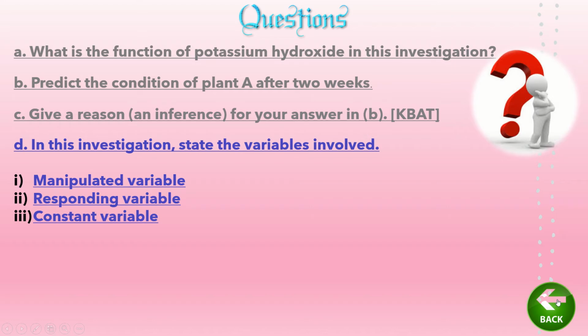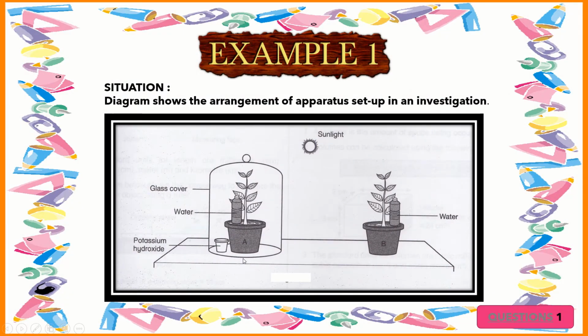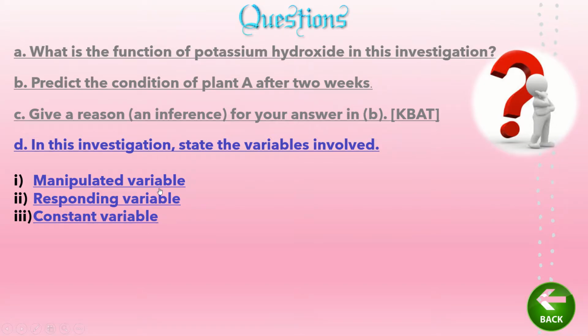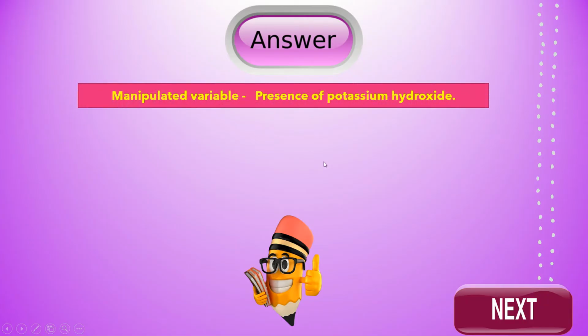Let's look back at the diagram. This is plant A, this is plant B. Plant A got water, plant B also got water. Plant A was covered with a glass cover, but plant B was not. But the difference is here. The most obvious one you can observe is potassium hydroxide. Plant A has the presence of potassium hydroxide. Meanwhile, plant B is free of potassium hydroxide. So, the answer for the manipulated variable is the presence of potassium hydroxide.